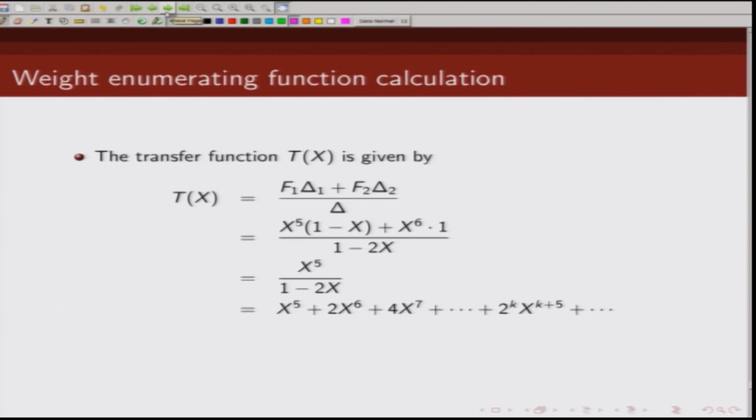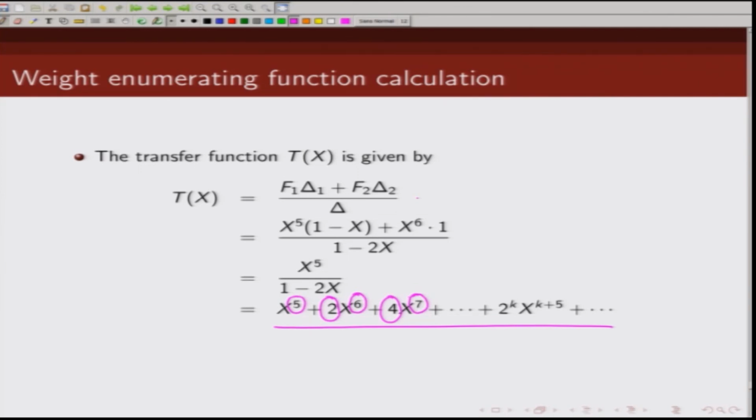So, I can then apply Mason's gain formula to get the weight enumerating function. So, the weight enumerating function is given by this expression. So, I plug in the value of f1 delta 1, f2 delta 2 and delta, and what I get is this expression, which I can write like this. So, you can see basically my output consists of one code word of weight 5, two code words of weight 6, 4 code words of weight 7.